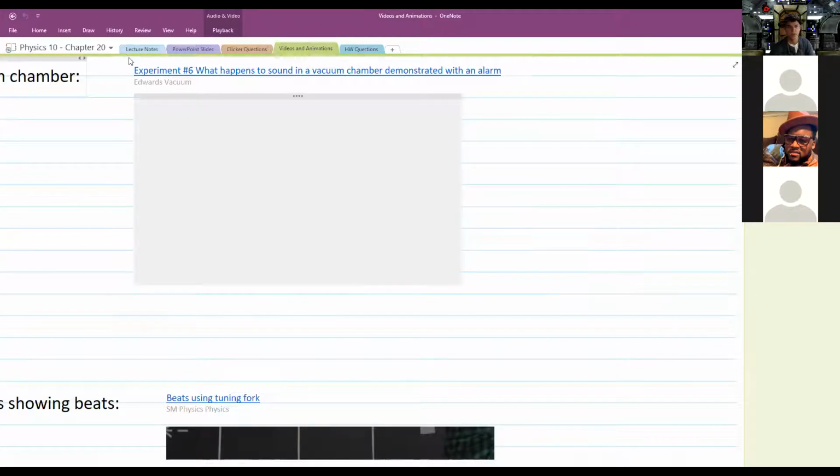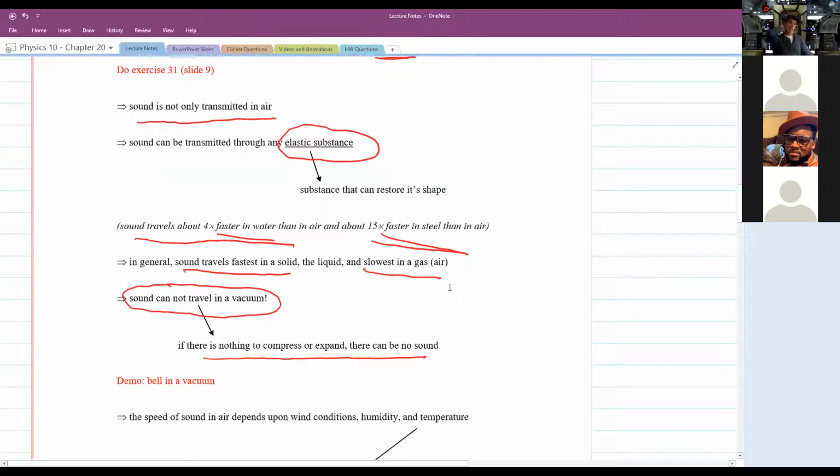Okay, so it's not less exciting watching it on a video, but what I would have showed you in class, same thing, would have put a bell in a jar, played the bell, and then pumped out the air, and you'd hear as the air is getting pumped out, you start to hear less and less of the bell, and then eventually you can't hear the bell at all.